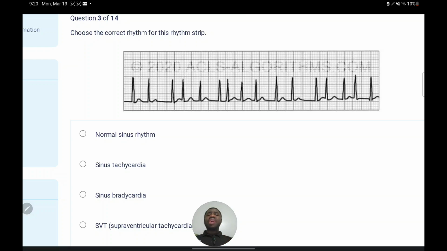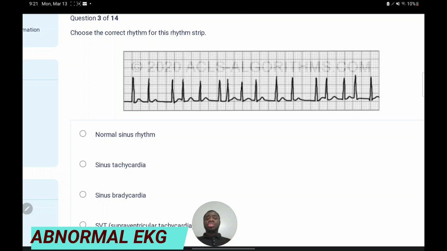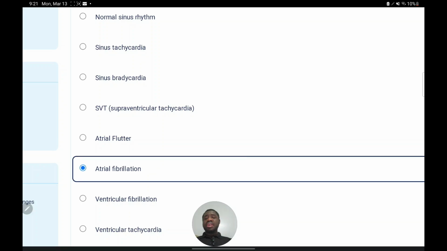Now, does this graph have a P wave? No P wave. There is QRS and T, but no P wave. So this seems to be atrial fibrillation. In atrial fibrillation, P waves are absent, the rhythm is irregular, and the rate is faster, more than 100 beats per minute. So I will pick atrial fibrillation.